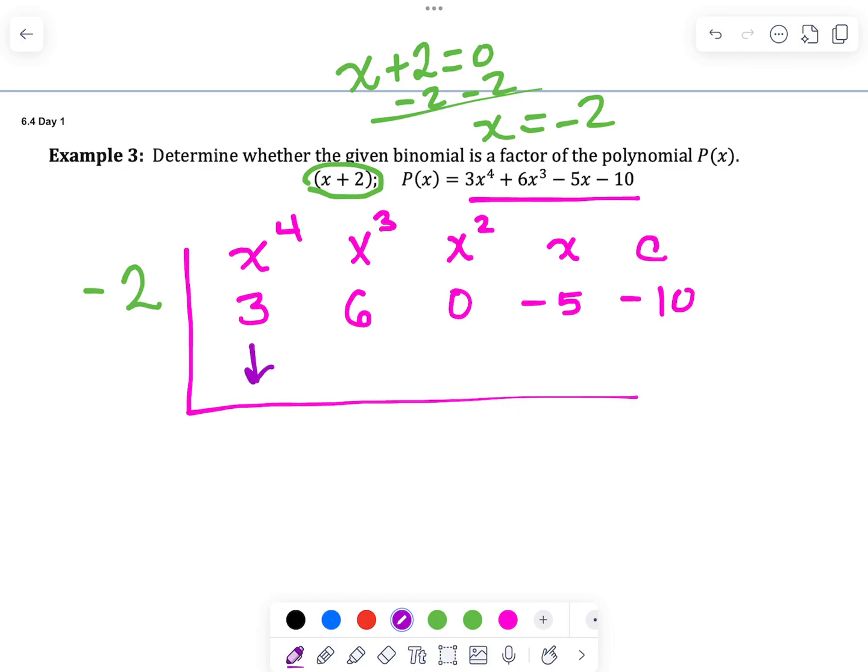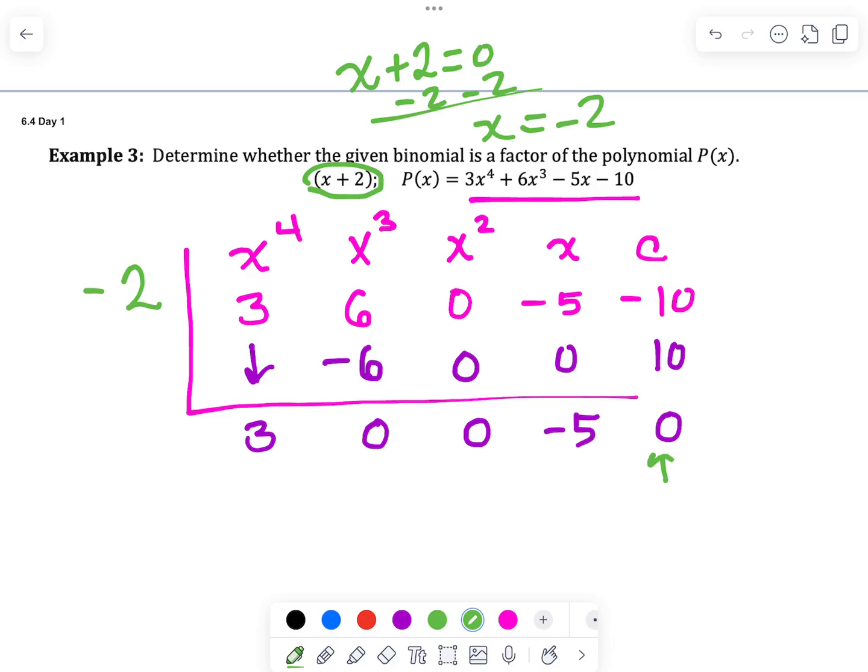So we bring down the 3, we multiply 3 times -2, -6, we add the column and we get 0. We multiply 0 times -2, 0, we add the column, we get 0. 0 times -2 is 0, and we add the column and get -5. Then we multiply -5 times -2, which is 10, add the column, and we get 0.